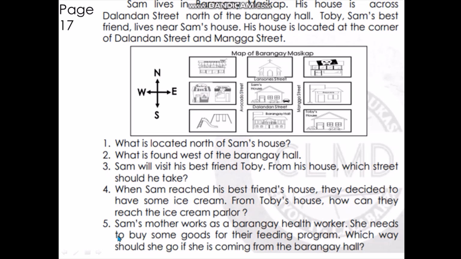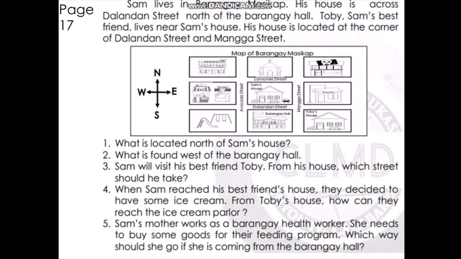Number 5, Sam's mother works as a barangay health worker. So she needs to buy some goods for their feeding program. Which way should she go if she is coming from the barangay hall? So this is the barangay hall and she needs to go to buy some goods. So this is the grocery store. So what street should Sam's mother take? Avocado Street or Manga Street? If you're not yet done, click the pause button. If you're done, click the play button.